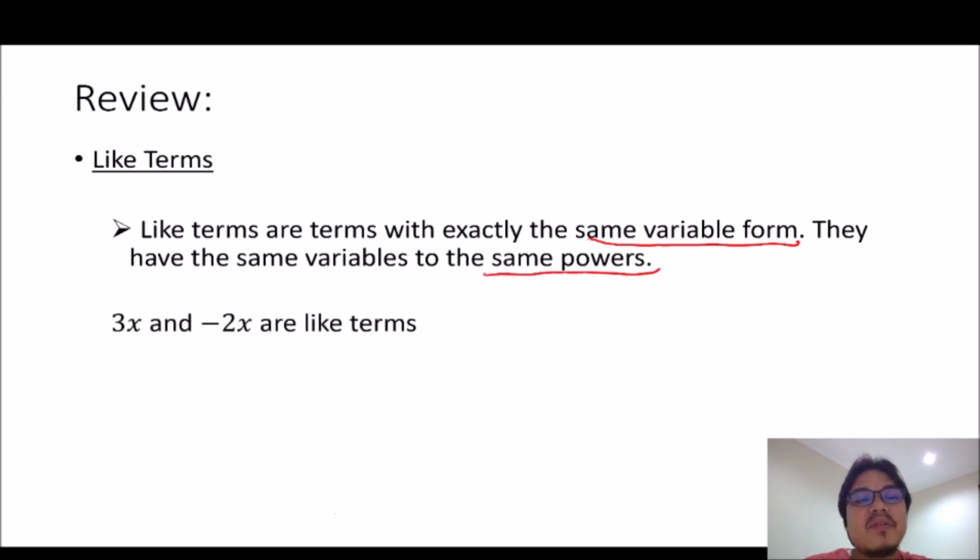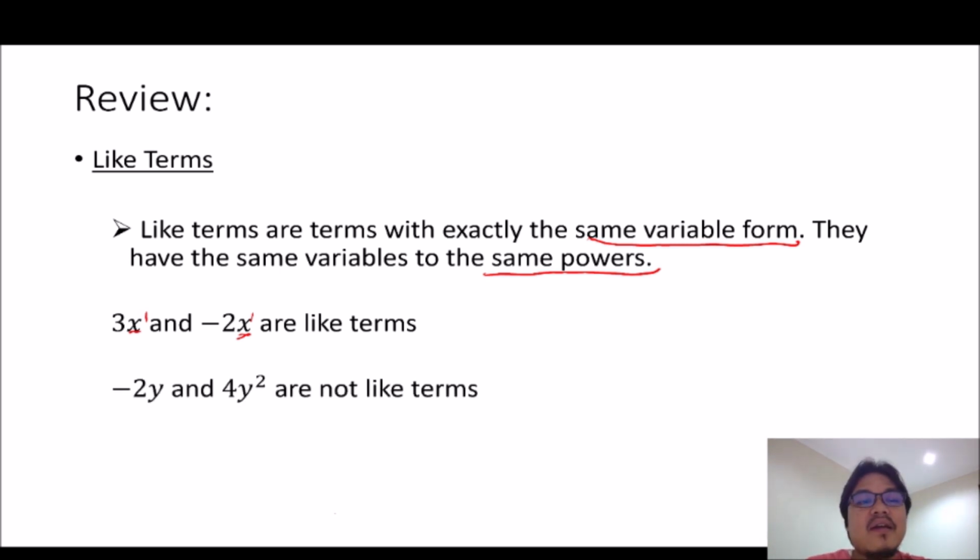Okay. Suppose I have 3x and negative 2x. So 3x and negative 2x are like terms. Both terms contain the variable x, and the powers are also the same. Both x have a power of 1.